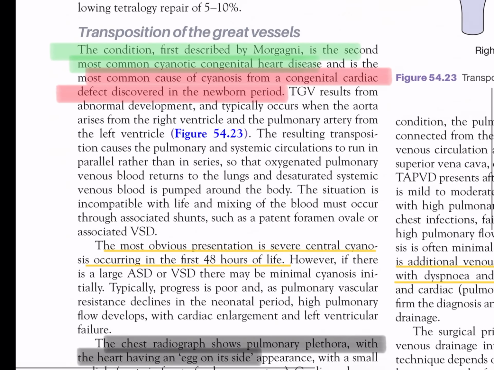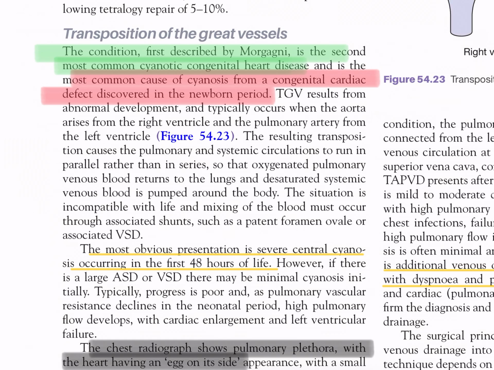Transposition of great vessels. The condition, first described by Morgagni, is the second most common cyanotic congenital heart disease and is the most common cause of cyanosis from a congenital cardiac defect discovered in the newborn period. Transposition of great vessels results from an abnormal development and typically occurs when the aorta arises from the right ventricle and the pulmonary artery from the left ventricle.